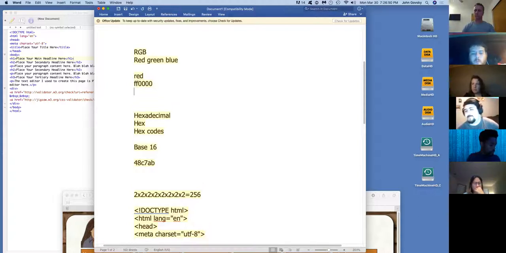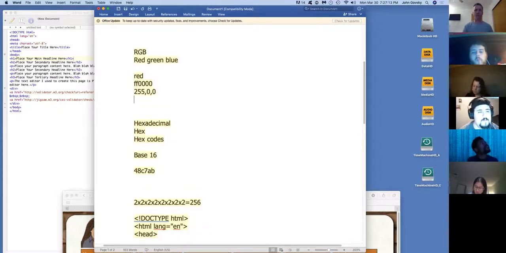Now, another way of expressing a pure red would be 255, comma 0, comma 0. And that's a system where 0 to 255 would be the value. So 255 would be the highest possible value, 0 would be the lowest possible value. See how that works? Another way of expressing it could be that you would say there's 100% of red and zero of the other two colors. So there are different ways that we can express colors, but the hex system is the one that is generally mostly used, okay?